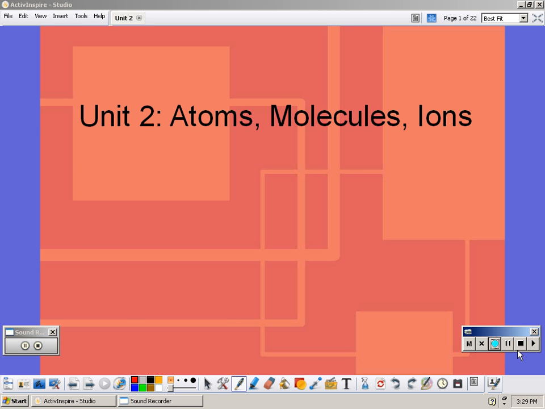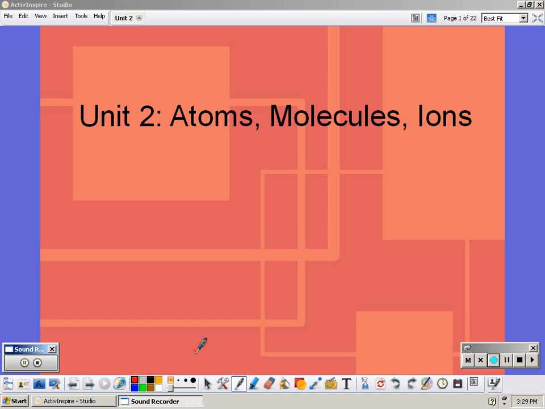Unit 2 is about atoms, molecules, and ions. So we're going to look at how the atom was developed as far as our model, and then how molecules and ions exist, and we will review how to name compounds in class.